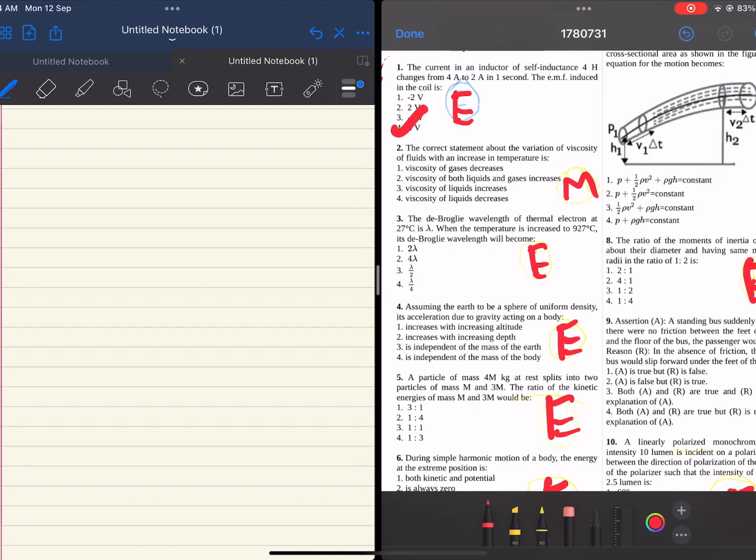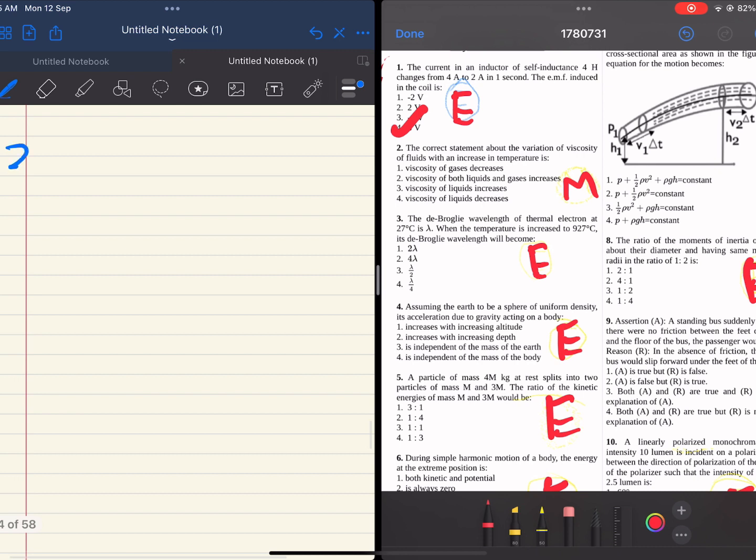But for gases they were already random, so with increase in their kinetic energy there is more resistance to flow. Why? Because they can collide easily with each other now. So the second answer should be option 4, because that only matches: viscosity of liquids decreases and viscosity of gases increases.